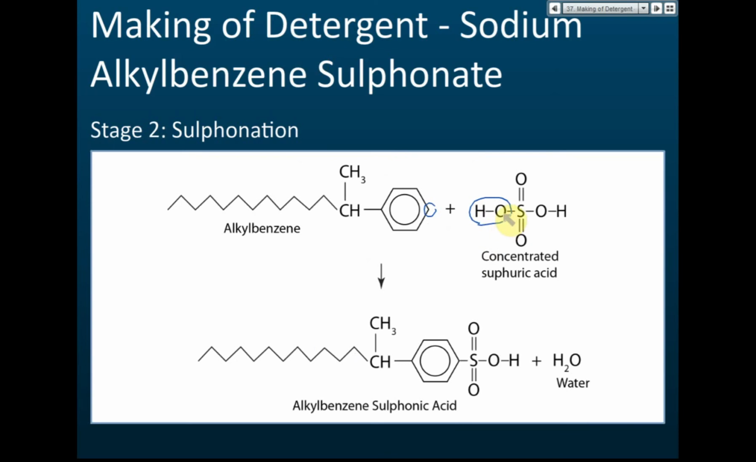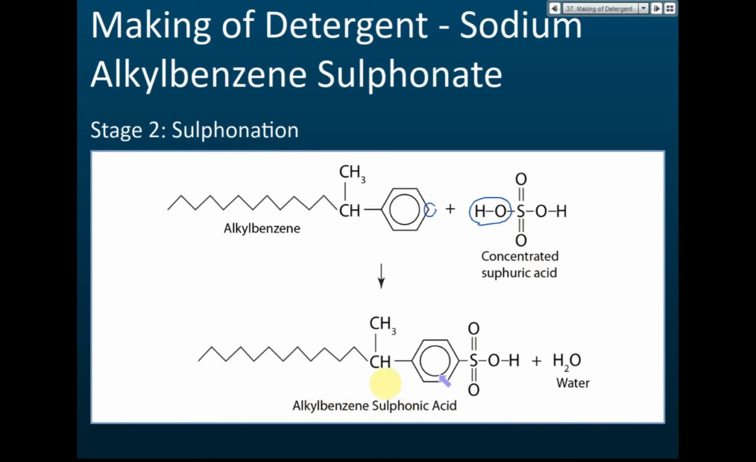So this OH combined with a hydrogen here forms the water molecule, and these two big molecules join together. Again, this is condensation, right? You take out 1 water molecule to make these 2 big molecules join together. This is condensation. And this process is actually called sulfonation. So now we have alkyl benzene sulfonic acid.